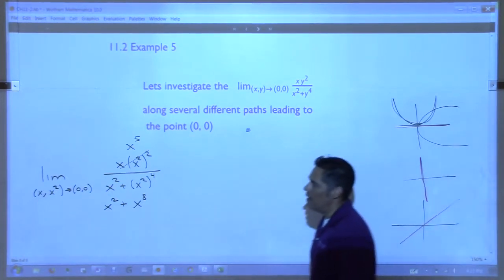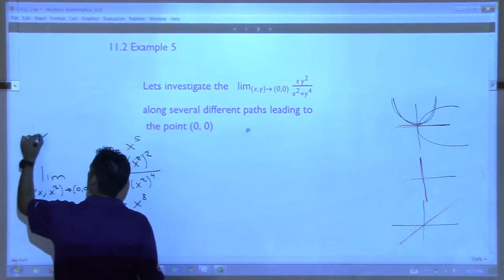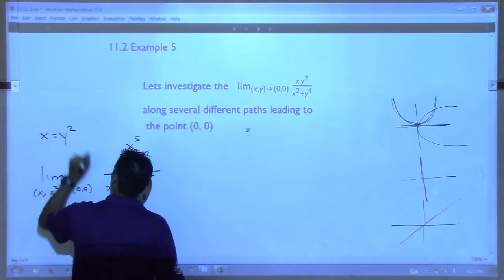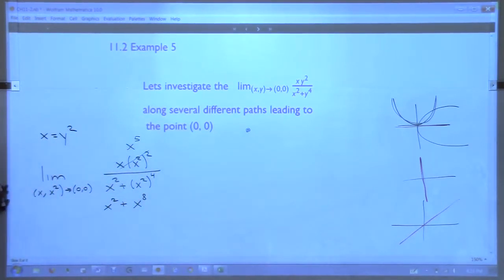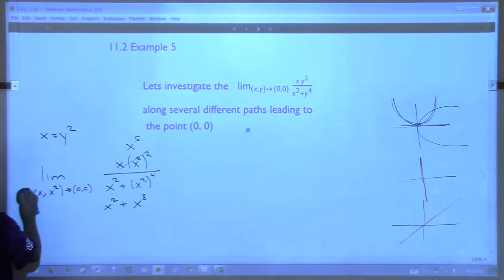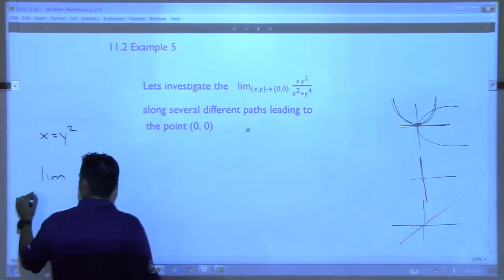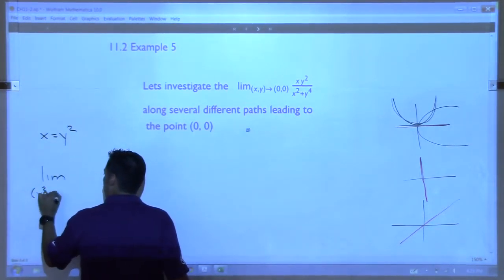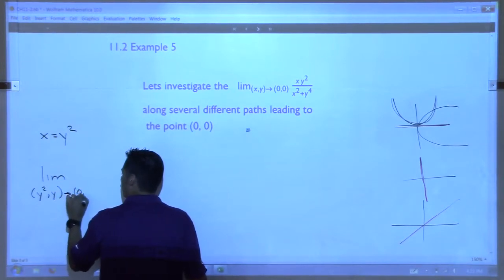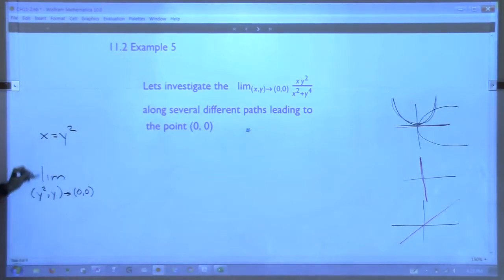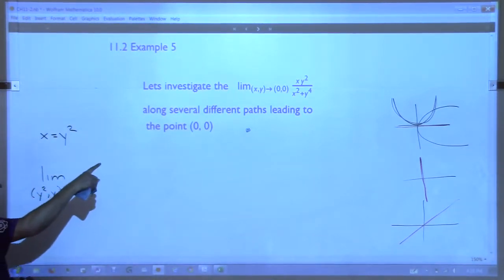Instead of y equals x squared, what about x equals y squared? How about if I replace all my x's with y squareds? Let's try it, see what happens. Y squared, y goes to 0, 0. So I'm going to replace all my x's with y squareds. What do we get up top?